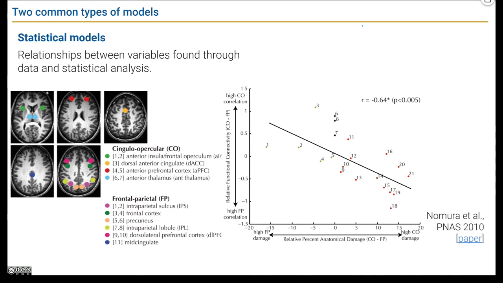So those are two examples of different types of models, and for the purposes of our class, we'll be focusing on this second type, statistical models.